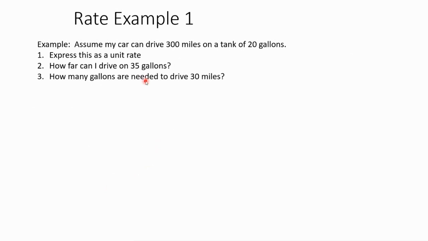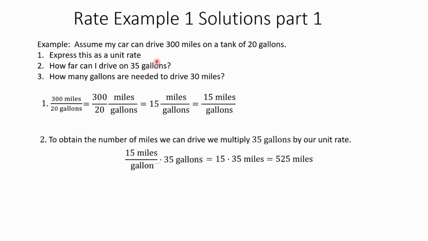But let's suppose my car, I'm able to drive 300 miles on a tank of 20 gallons. Like when you're buying a used car or whatever, you might hear about miles per gallon. And what I do know is the car I have theoretically can go 300 miles on a tank of 20 gallons. So first, I want to express this as a unit rate. So we're basically going to express this as a rate, and then we're going to do a little arithmetic to make it a unit rate. And that's what I'm doing here.